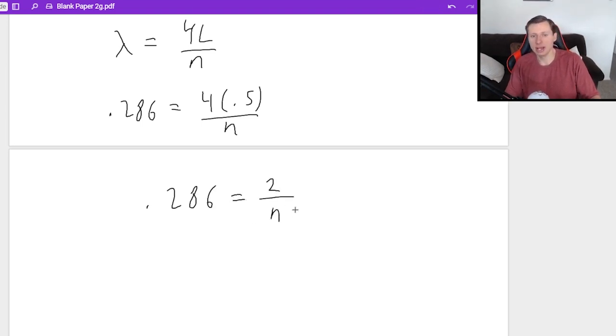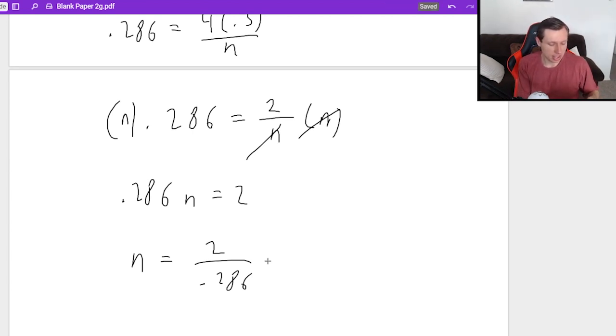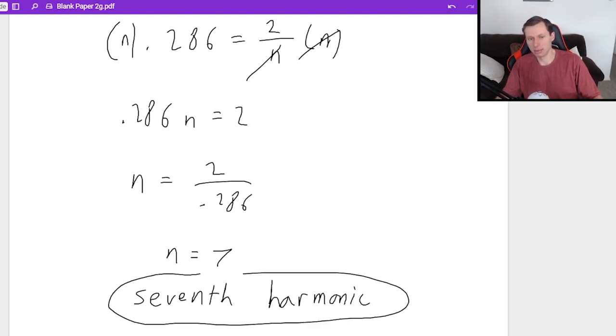And then to solve for n, I need to multiply n on both sides. So then we get 0.286 n equals 2, and then just divide by 0.286. And whatever this is, this will be our answer. And it looks like, rounding to the closest integer, I'm going to get n equals 7. In other words, I want the 7th harmonic for this problem. And so that's how you conquer standing waves.